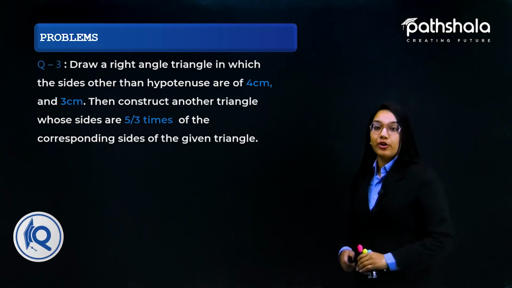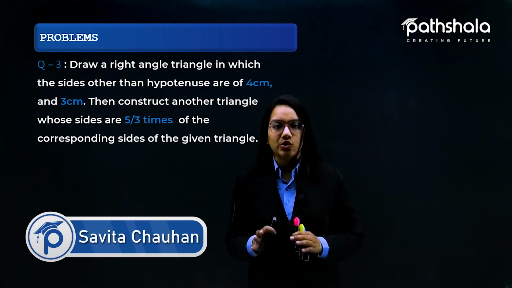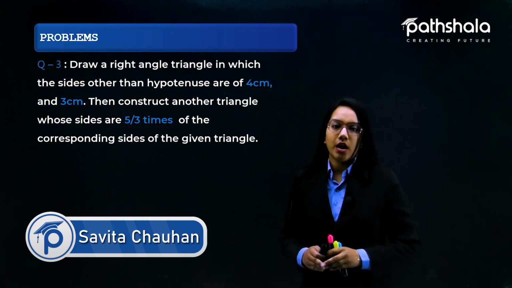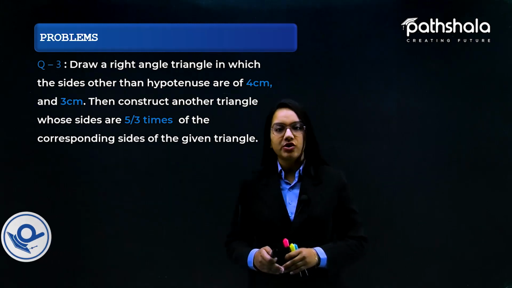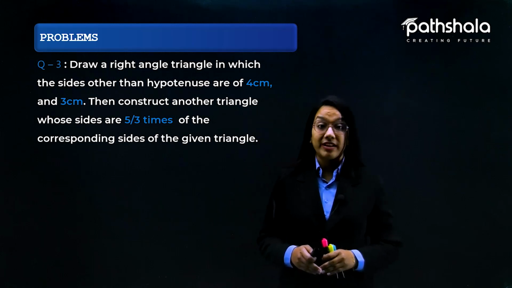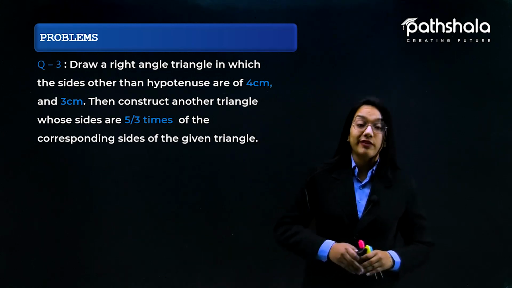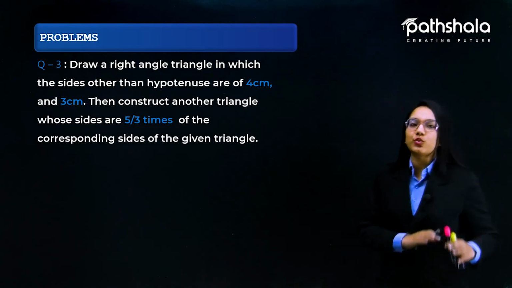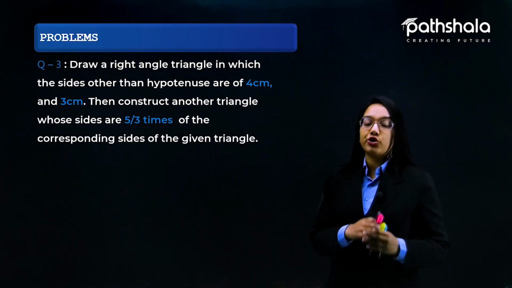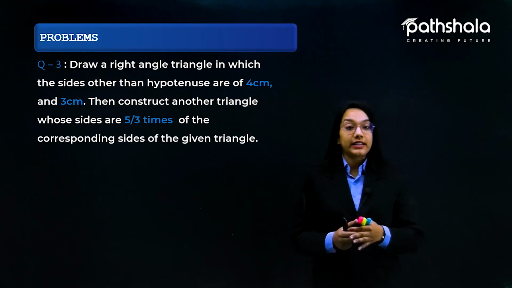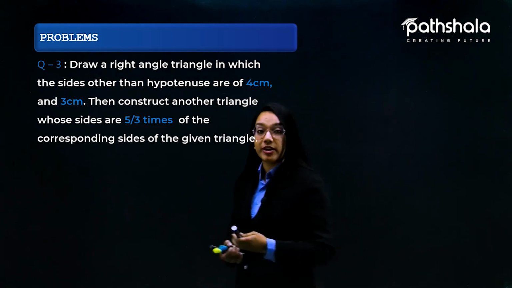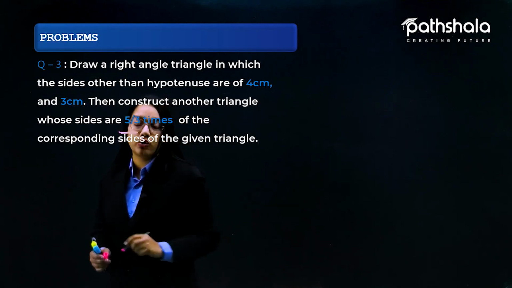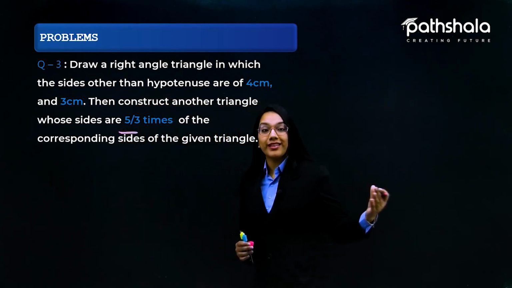Now let's move on to question number 3, which says: draw a right angle triangle in which the sides other than the hypotenuse are 4 cm and 3 cm. Then construct another triangle whose sides are 5/3 times the corresponding sides of the given triangle. This construction is again the second situation, because the ratio 5/3 is greater than 1, and whenever the ratio is greater than 1, the triangle formed will be larger than the previous one.